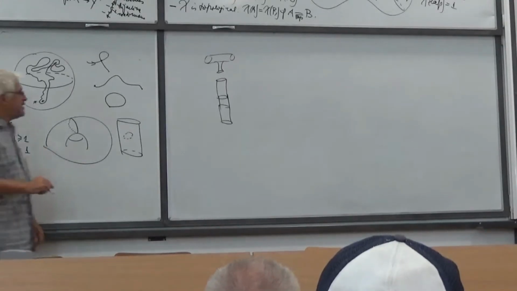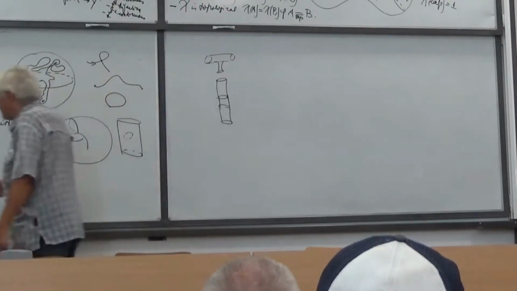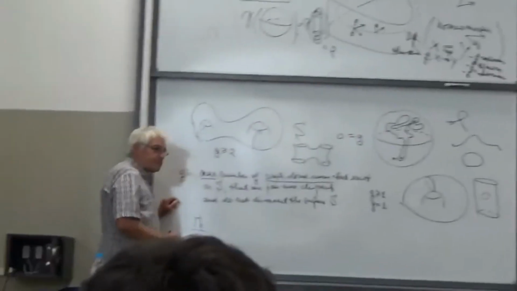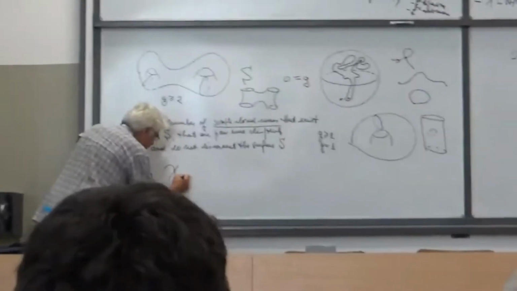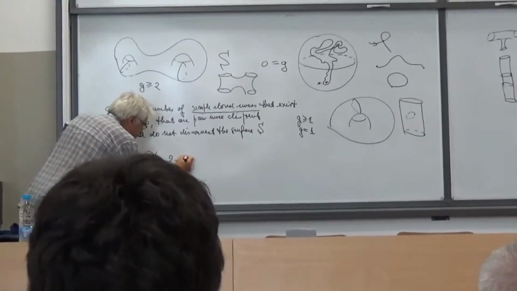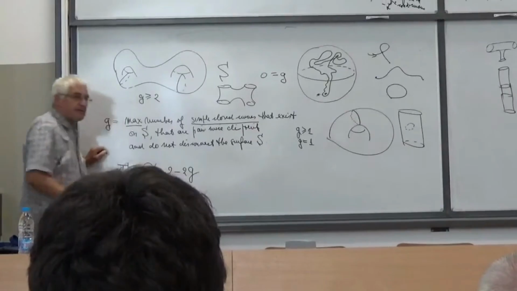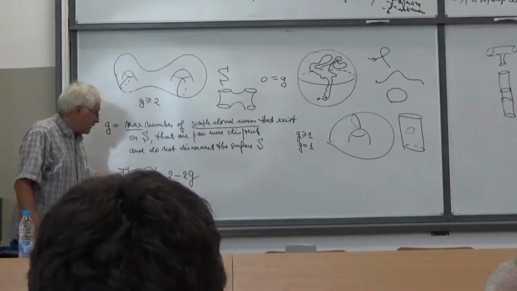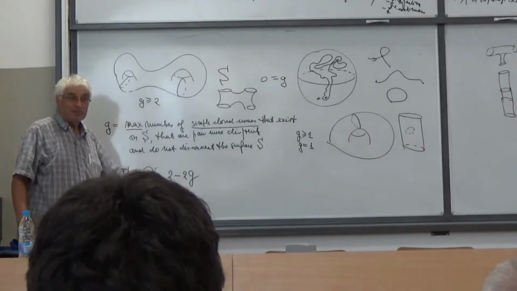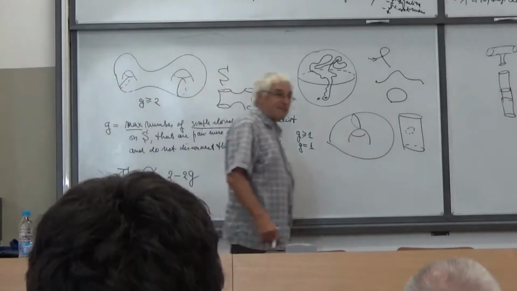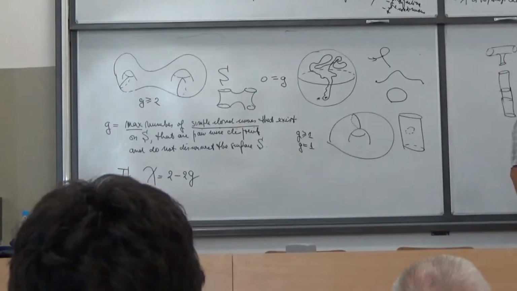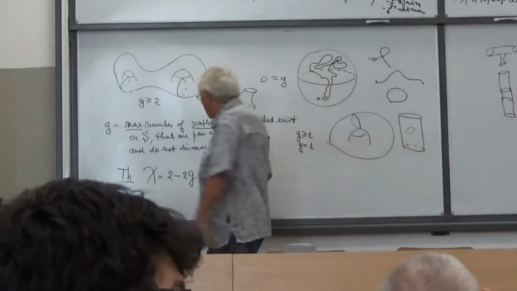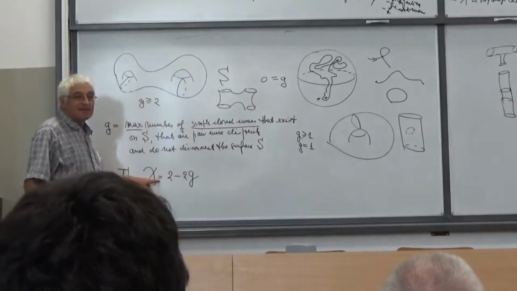But there is a formula. Zero. Chi equals 2 minus 2 times the genus. So when we can compute this by an algebra, then I can use this also by an algebra.